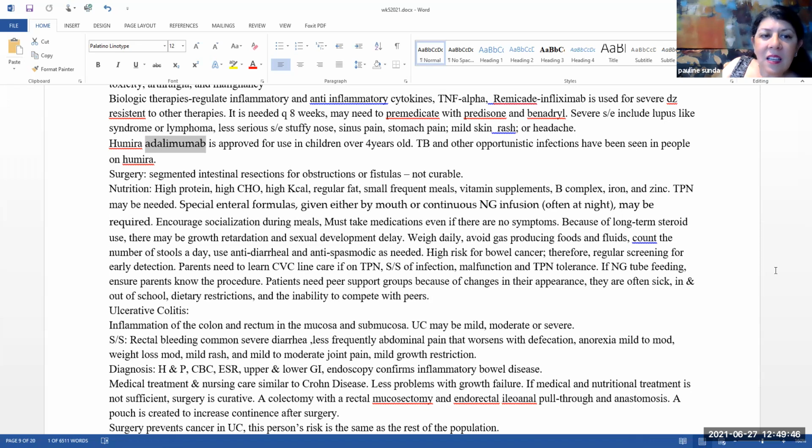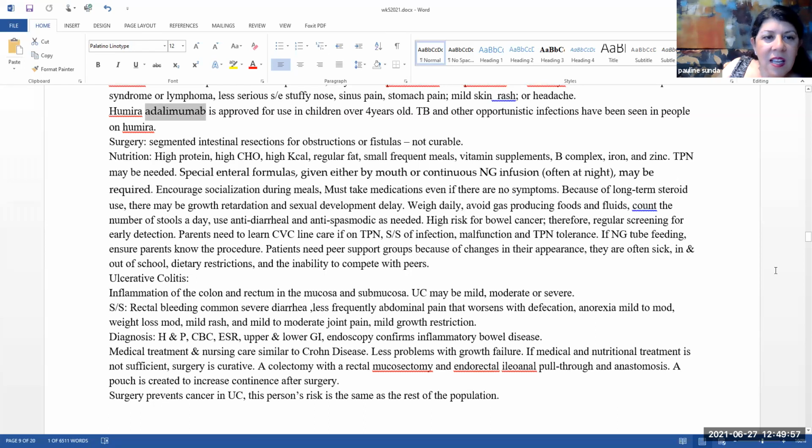Surgery may be done. Typically, it's just resections for obstructions or fistulas, but surgery is not curable. Nutrition: they will be on a high protein, high carbohydrate, high calorie, regular fat diet, with small frequent meals. They will be on vitamin B supplements, general vitamin supplements, B complex, iron, and zinc supplements.